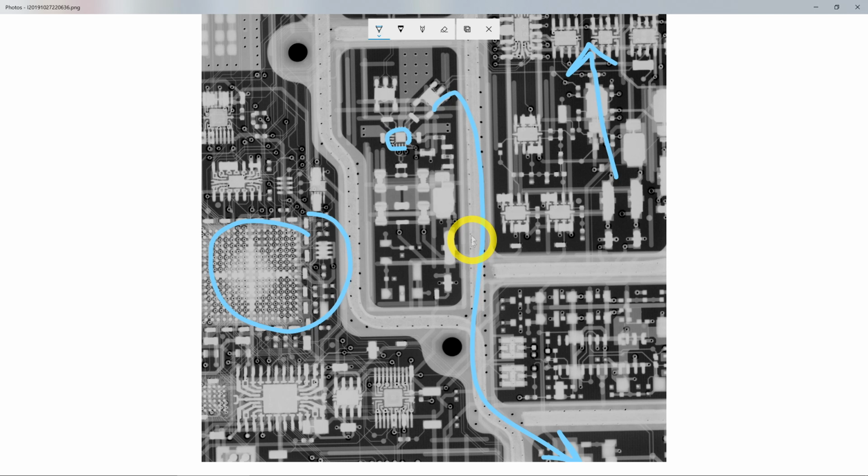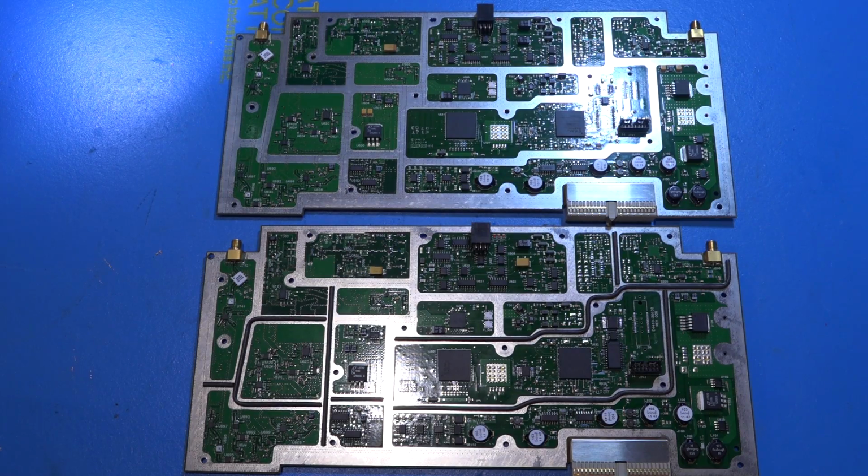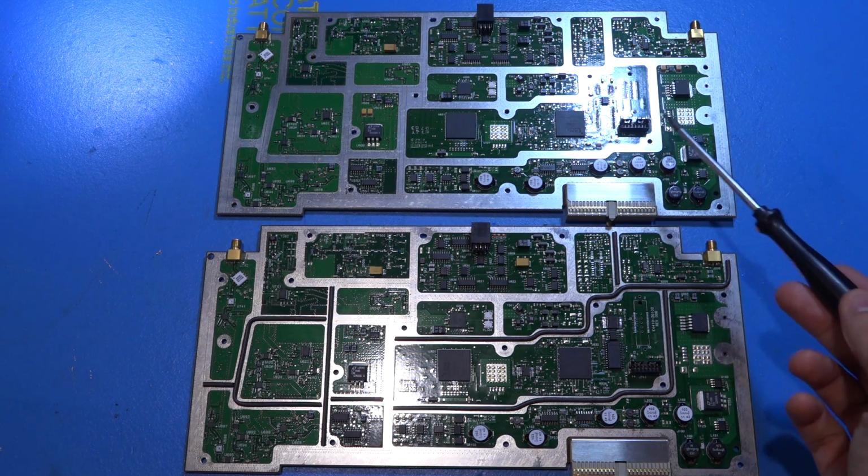Let's go back to the circuit. Well, check out what I scored from eBay. This board up here is a completely loose board that I bought for 50 bucks. It's a board that someone has already salvaged a bunch of components from.